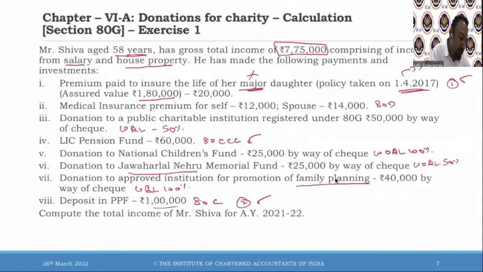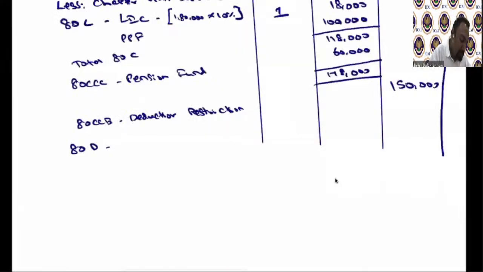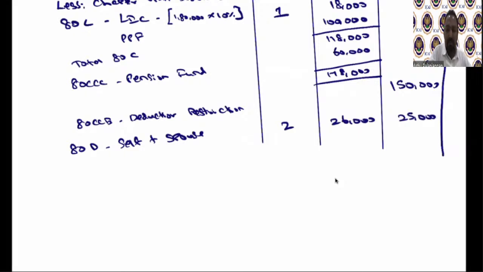What does it say? It says premium of 12,000 and spouse is 26,000. So self plus spouse, write a note here, write 26,000 here, write 25,000 here. So this 26,000 is restricted to 25,000 because they're not a senior citizen. That must be specified in the note. Or you can write here that it is restricted to 25,000. But I prefer separate notes so that you have a very clear explanation as to why you are restricting.